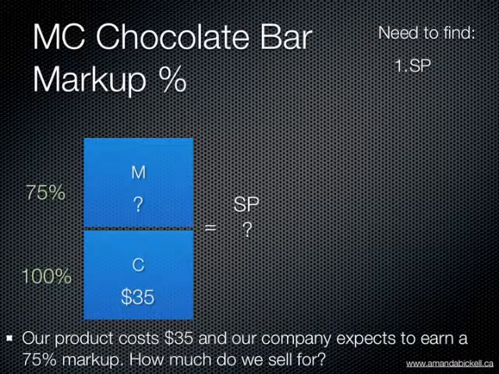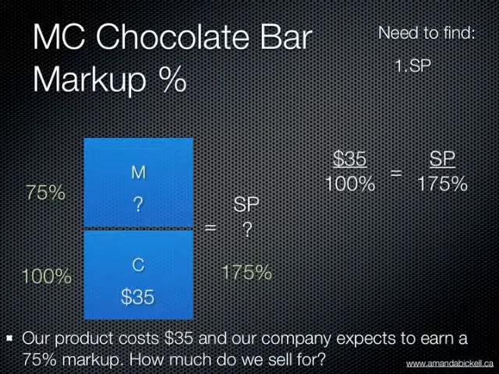We know that selling price is a combination of markup plus cost, and we know that that relationship holds true whether it's in dollars or a percentage. So in this case, we can add the two together, and the selling price is 175% of the cost. Because we've got a dollar value for cost and a percentage for cost, and we've got a percentage for the selling price, and we only need to find the dollar value for the selling price, we can set up a ratio. We can say that $35 is to 100% as the selling price is to 175%.